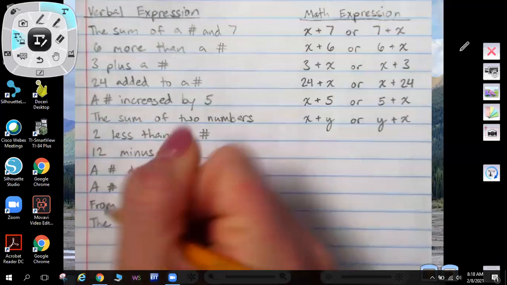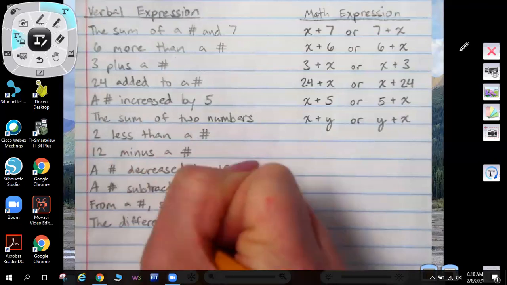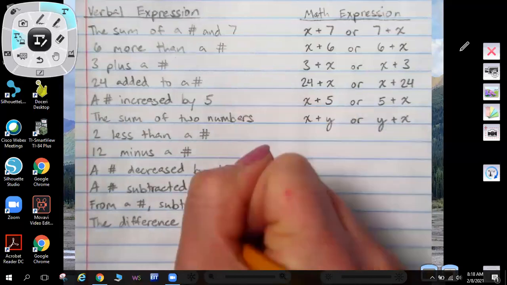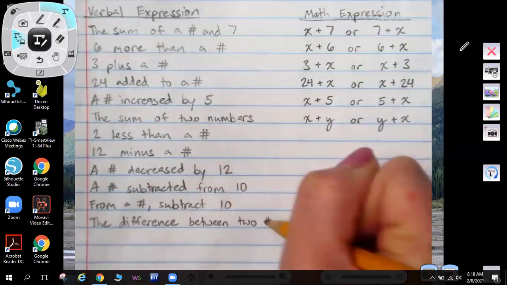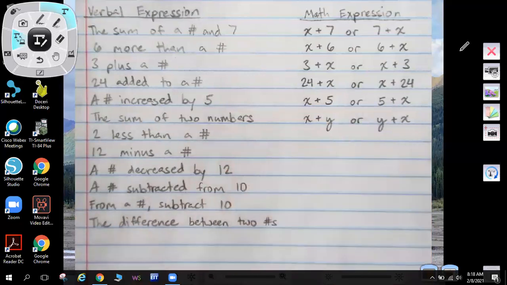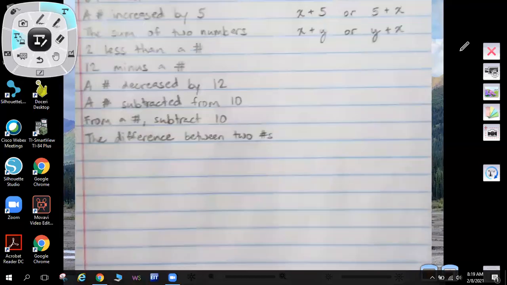Next one, the difference between two numbers. Okay, let's write the math expressions for those 6 that we just wrote.